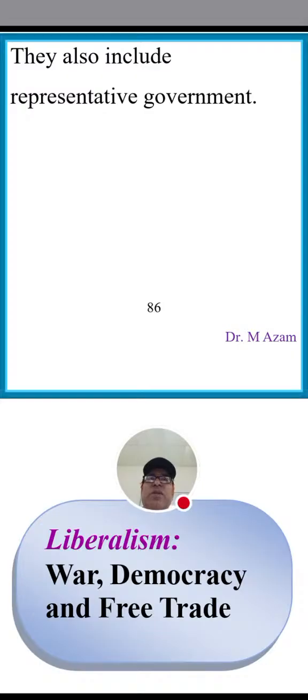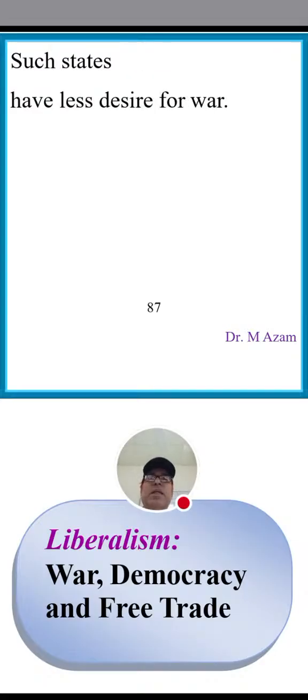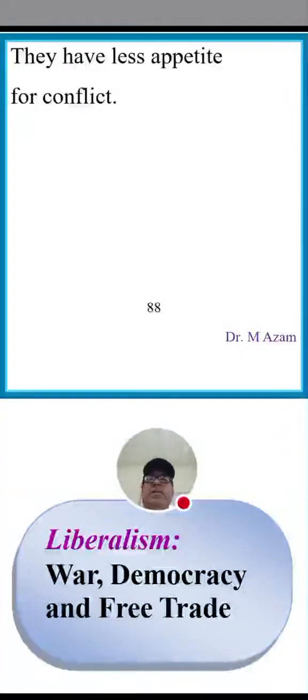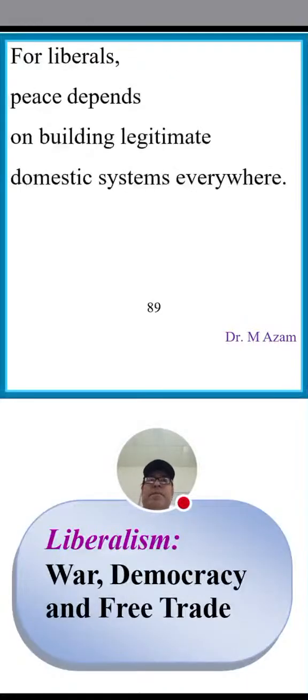These rights also include representative government. People have the right to have a representative government. It is also the right of the people in liberalism. Such states, democratic states, republican states, have less desire for war. They have less appetite for conflict.